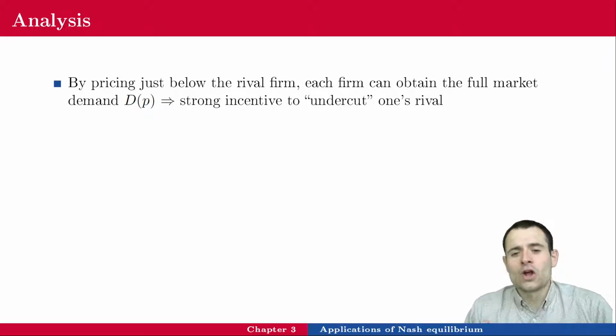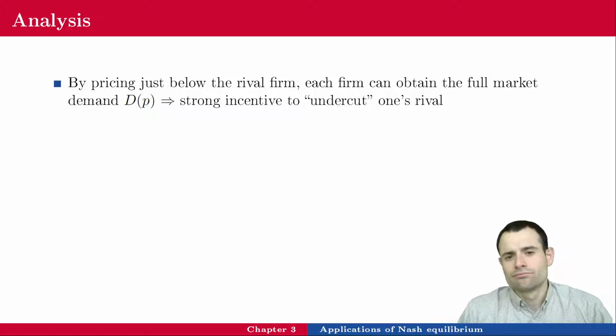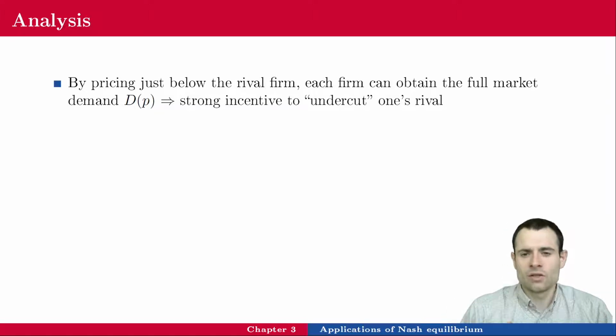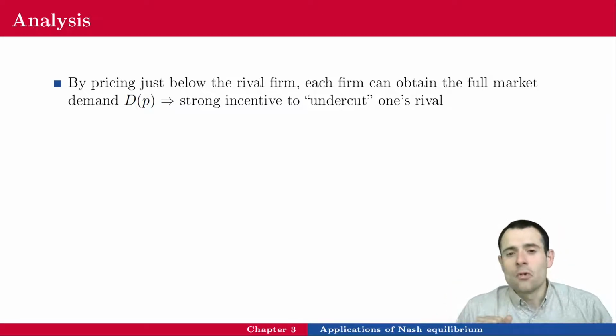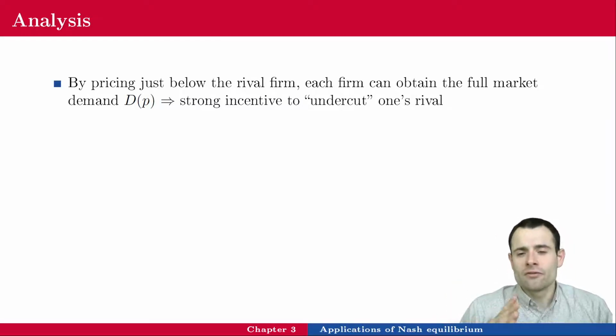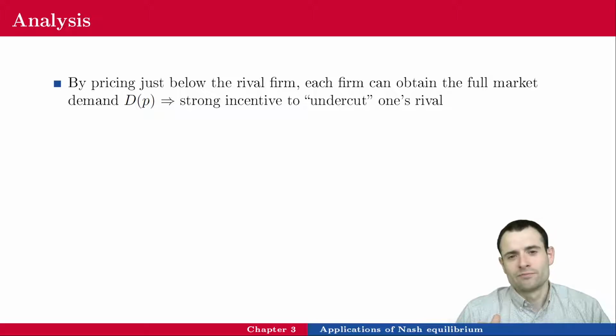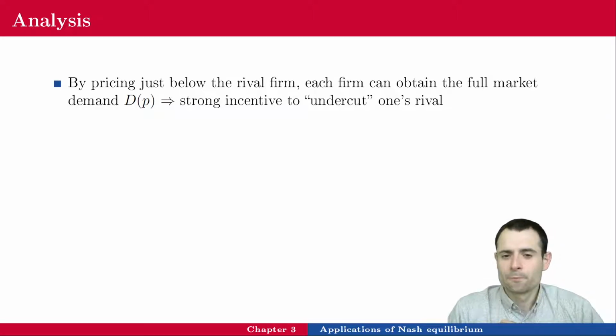In real life, we cannot go arbitrarily small. We can decrease at least by 1 cent. So if the price of the other firm is 20, you can charge 19.99. According to the model, this is enough for people to come to your store and not to the other store.